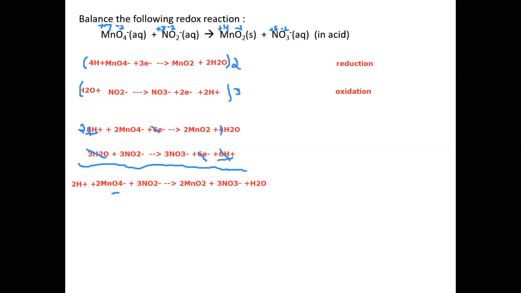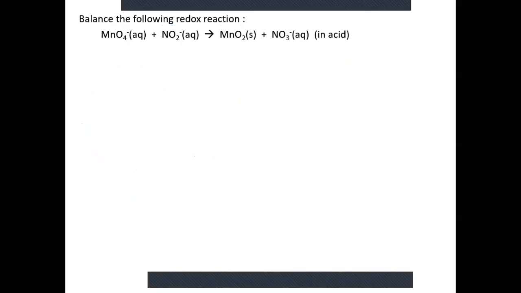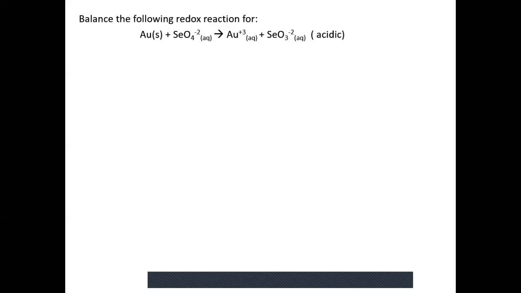So this is the balanced redox reaction in an acidic solution. Let's look at one more example in an acidic solution. So we want to balance this redox reaction in an acidic solution. We have gold plus selenate gives us gold 3 plus and the selenite ion. This is an acidic solution. So we need to see what's being oxidized, what's being reduced.